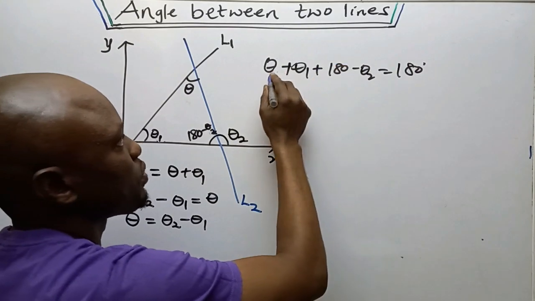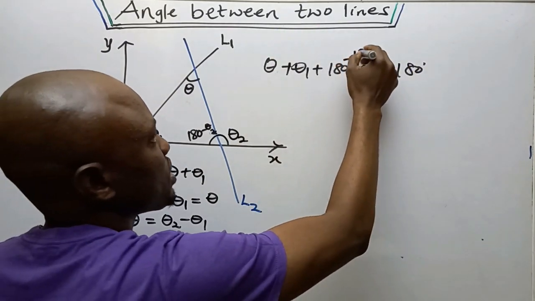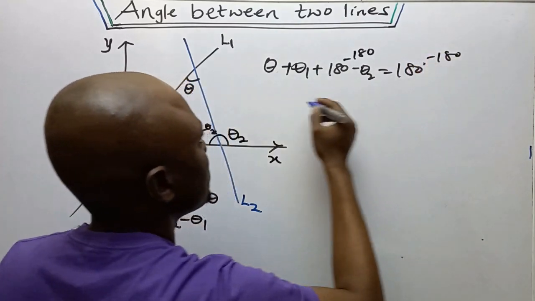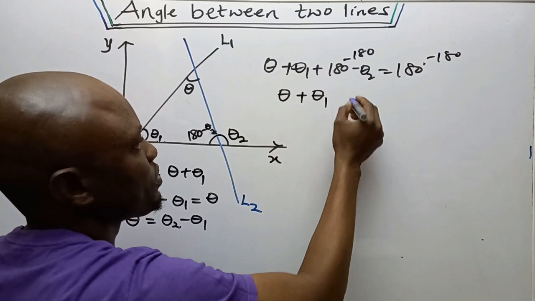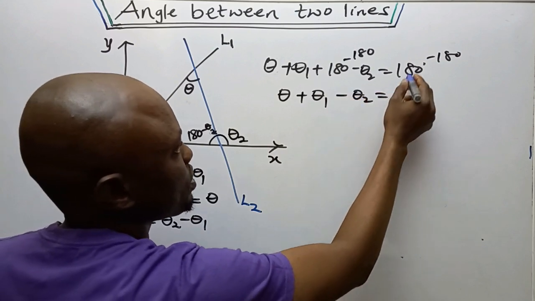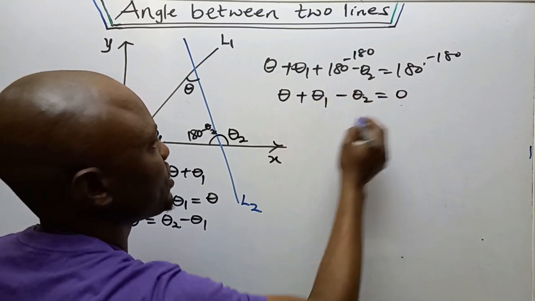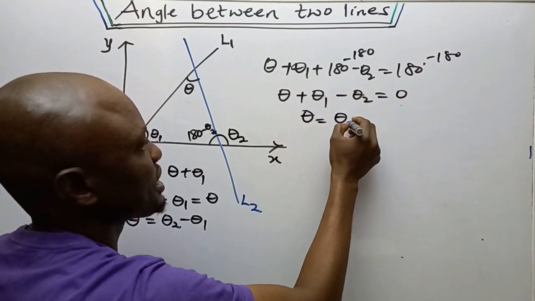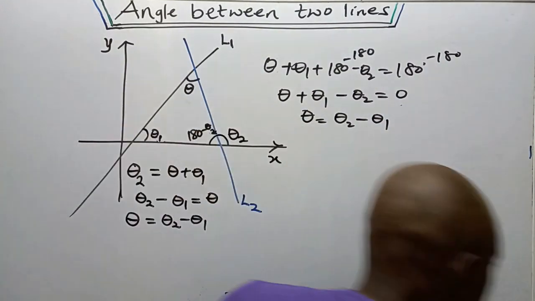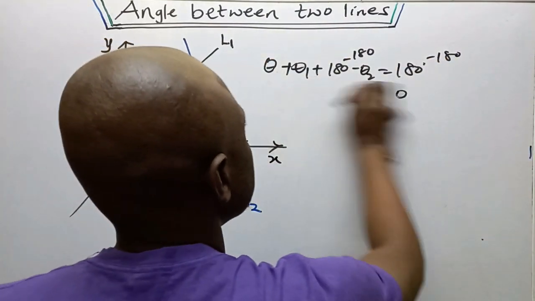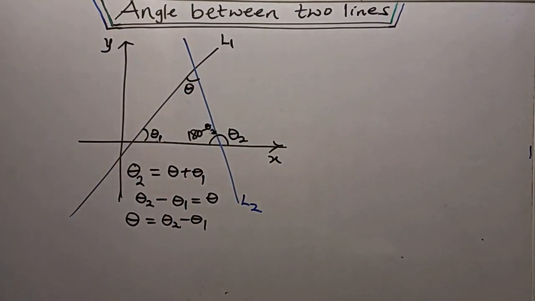So I want to express theta in terms of theta sub 2 and theta sub 1. I'll subtract 180 from both sides. So theta plus theta sub 1 minus theta sub 2 equals 180 minus 180, which is 0. If I take this and that to the other side, my theta will be theta sub 2 minus theta sub 1, all right? So that's another way to express theta in terms of theta sub 1 and theta sub 2.